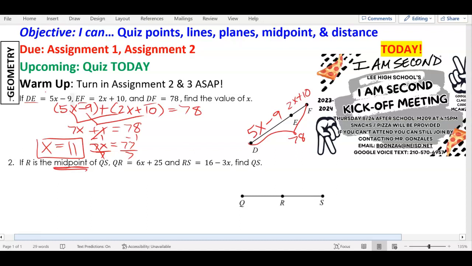Let's label it on our picture. QR is 6x plus 25. RS is 16 minus 3x. Okay, so I have a part and a part. So what do I do here? What do I do with those two parts? Do I add them up to something or do I set them equal? What do you think?